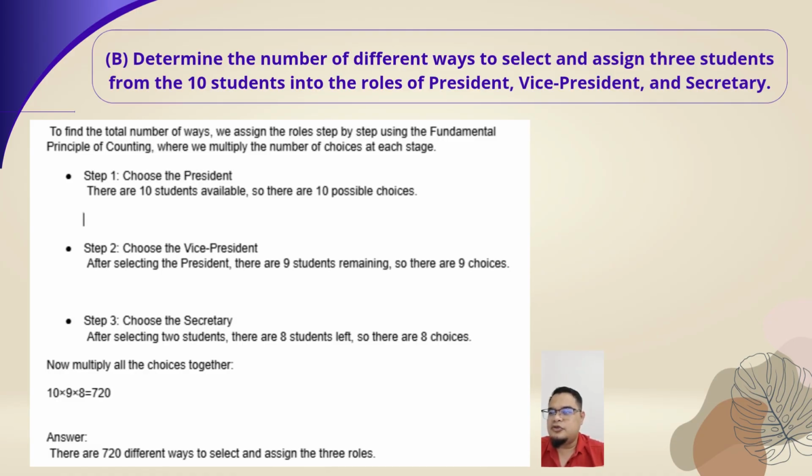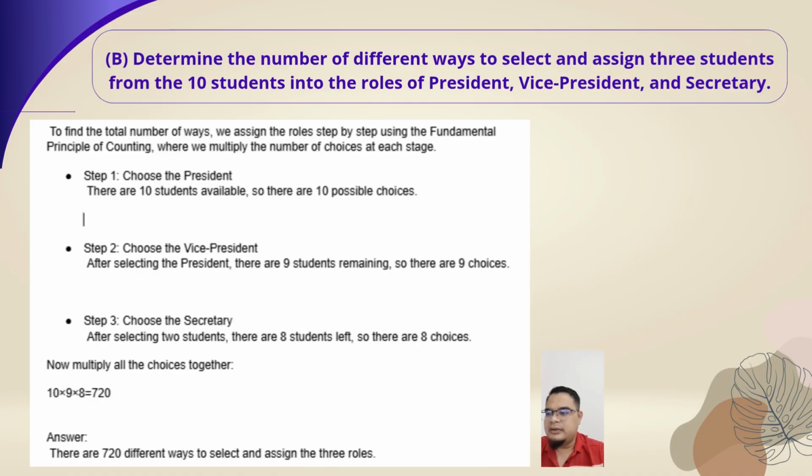Step 1, choose the president. There are 10 students available, so there are 10 possible choices. Step 2, choose the vice president. After selecting the president, there are 9 students remaining, so there are 9 choices. Step 3, choose the secretary. After selecting 2 students, there are 8 students left, so there are 8 choices.